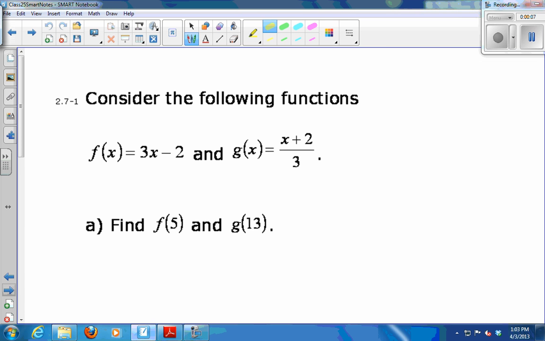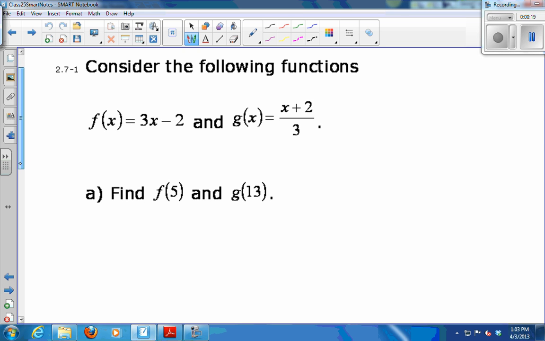Okay, so we've got two functions here, f and g. I'm going to see what happens when I plug 5 into the f function, and then I'm going to take the result and plug it into g. Okay, so f of 5 is what? 13. Okay, so I do 3 times 5 is 15, minus 2 is 13.